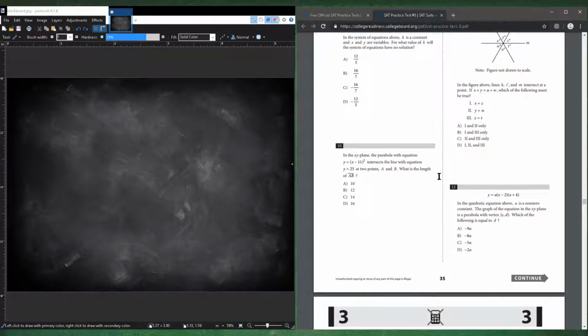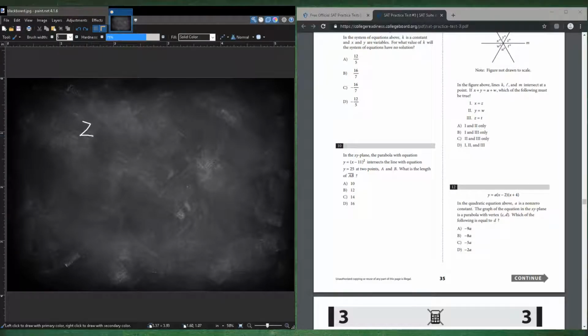Question 10. In the xy plane, the parabola with equation y is equal to x minus 11 squared intersects the line where y is equal to 25 at 2 points, A and B. What's the length of AB? Okay, so it intersects the line at 25, so 25 is equal to x minus 11 squared. When you square root a positive number, there are actually two possible answers: the positive version, which is 5, and the negative version, negative 5. So both of them would be equal to x minus 11.